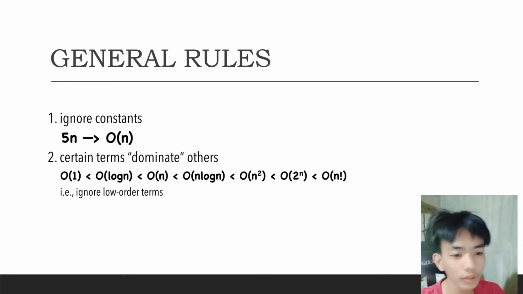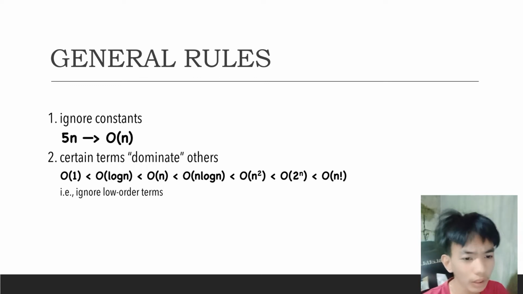And general rules of Big O. Number one is ignore constants. So 5n, ang kakalabasan sa Big O is O of n, which is in-ignore na yung constants, which is 5. Number two, certain terms dominate others.